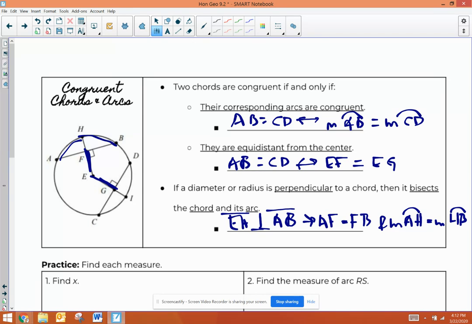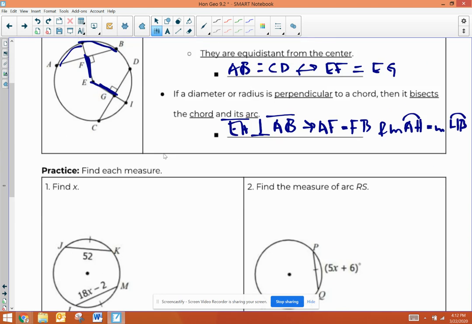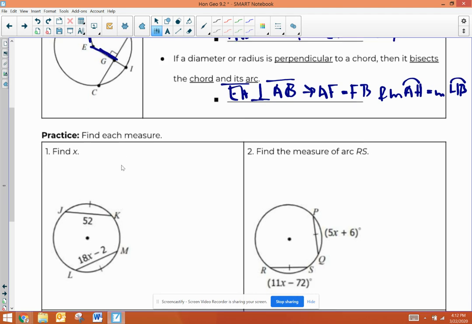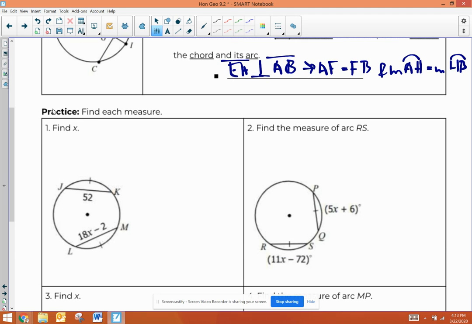All right. So based on what we're given, we'll be able to determine what is congruent. So find x here. I know that these arcs are congruent, so that means that these chords are congruent. So 18x minus 2 equals 52. So 18x equals 54. And I know that 54 divided by 18 is 3 off the top of my head, definitely not with a calculator.